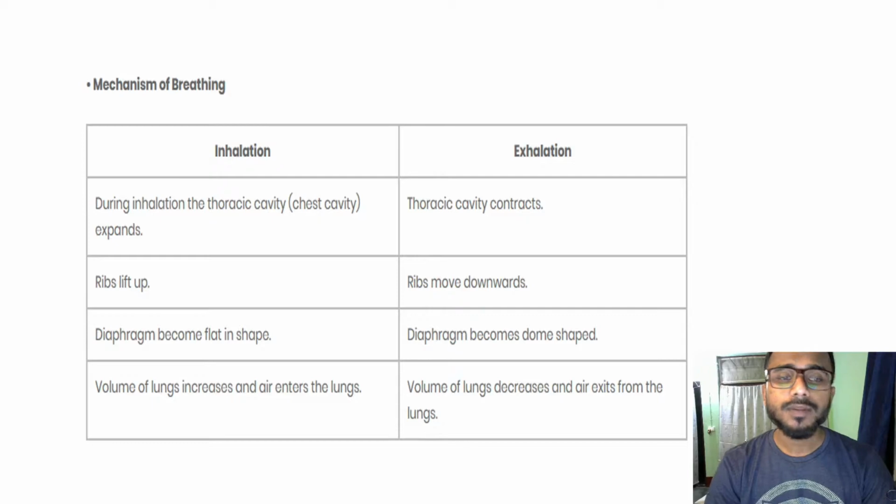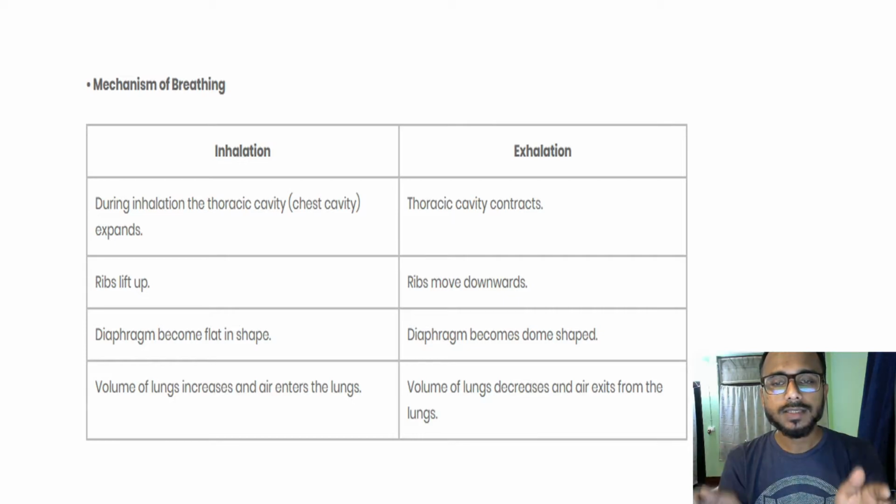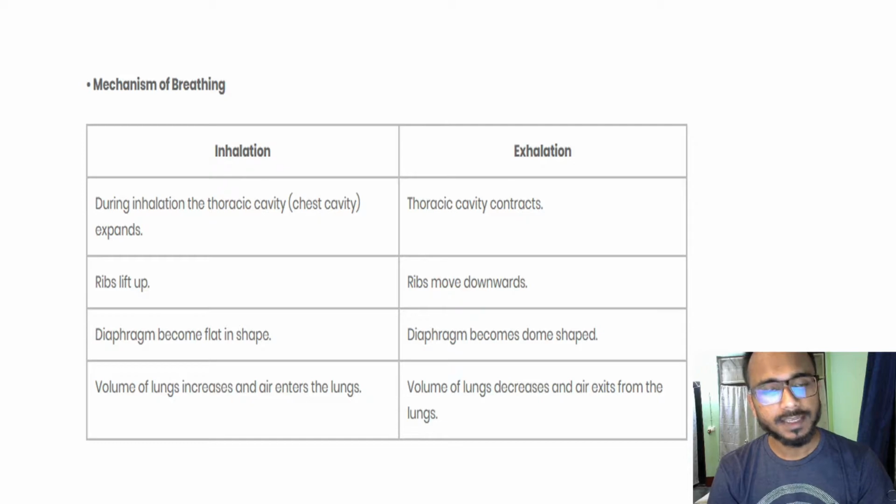The diaphragm that we have under our lungs, that helps us in breathing, becomes flat in shape during inhalation. During exhalation, the diaphragm becomes dome shaped. Dome means something semicircular. So the diaphragm becomes dome shaped during exhalation.